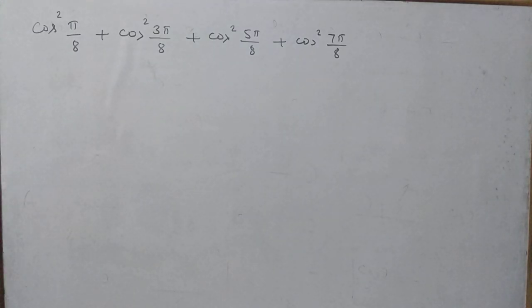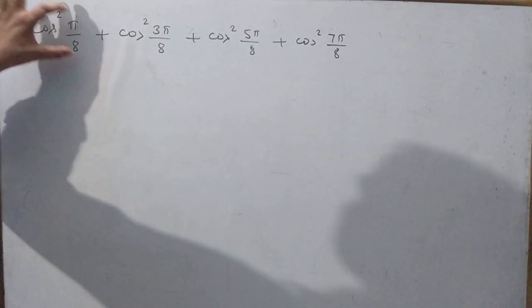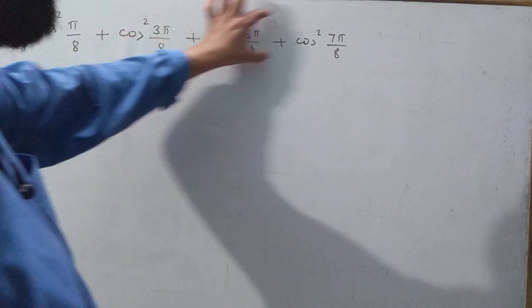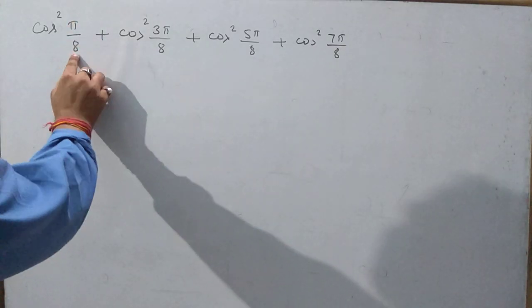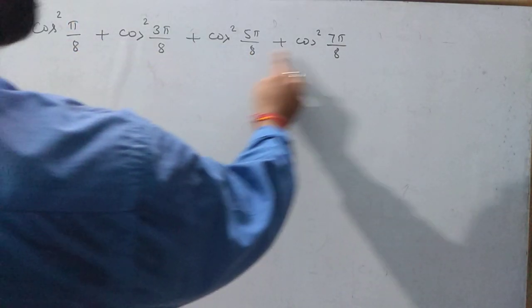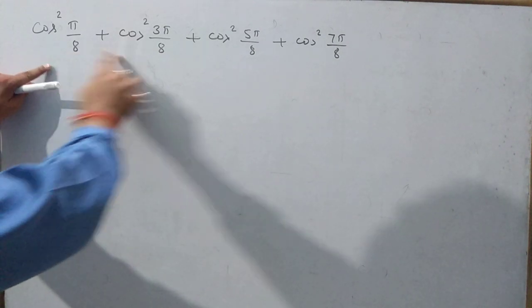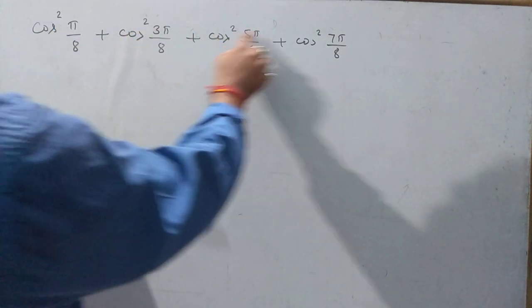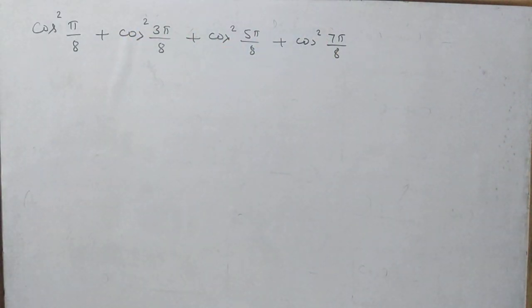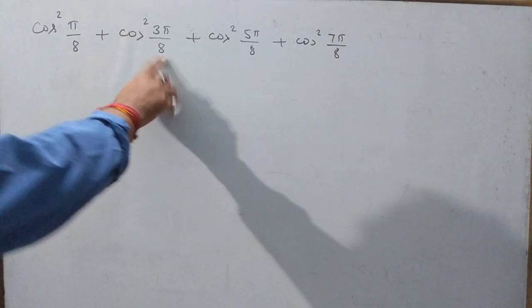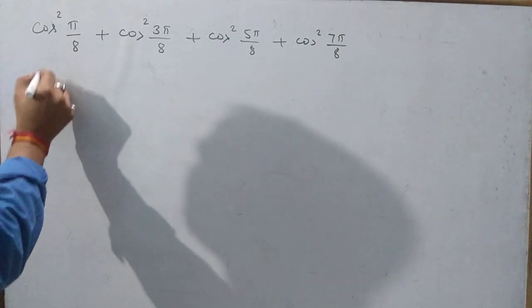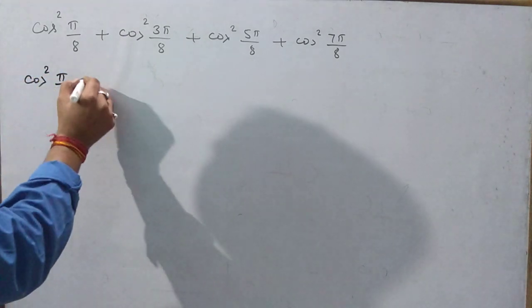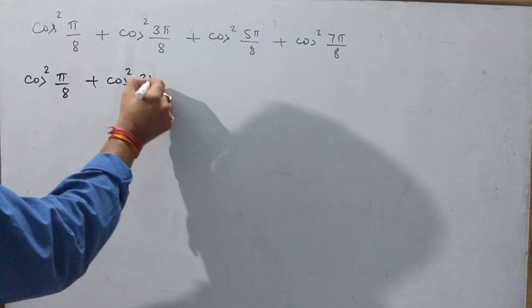Now please be careful about the angle. This is a radian angle. The very important pair of angles is pi by 8, 3 pi by 8, 5 pi by 8, 7 pi by 8. You will see odd multiples 1, 3, 5 and 7. So how to break it down? This is the smaller one, this is the smaller one, this is bigger and this is bigger. There are 4 angles, so cos square pi by 8 as it is, cos square 3 pi by 8 as it is.